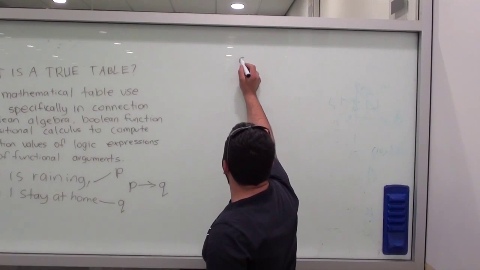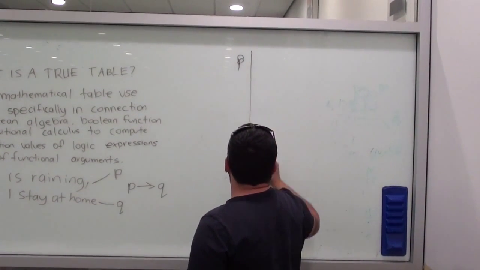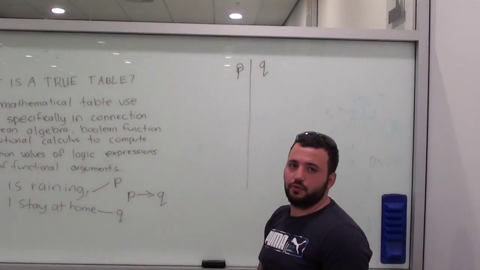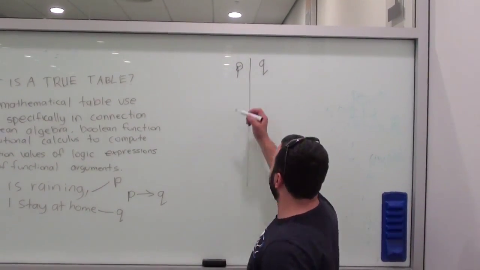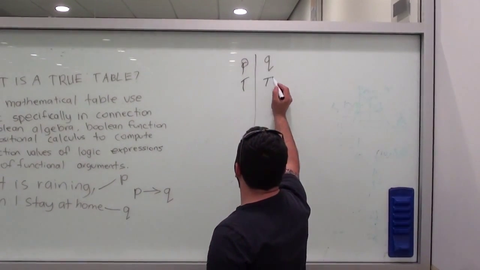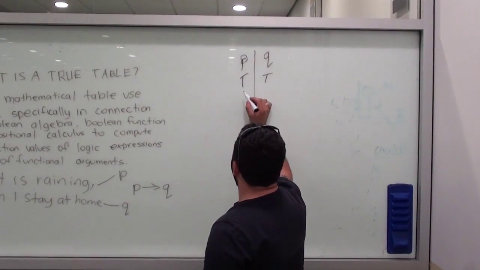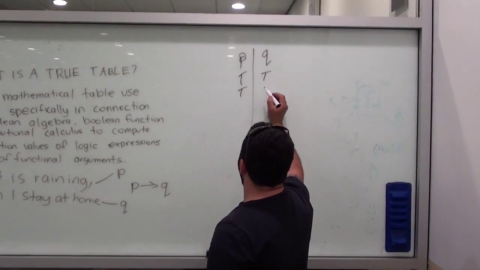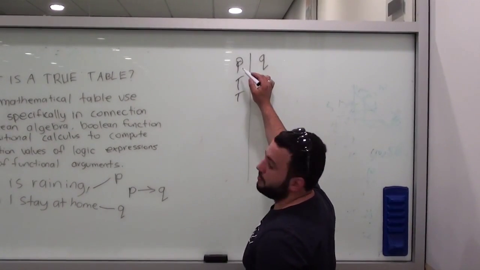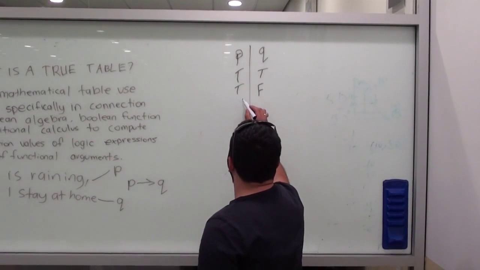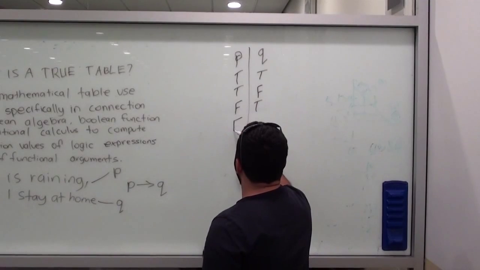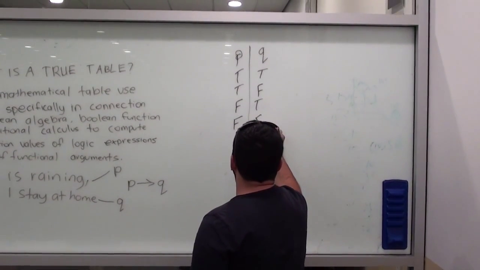So we have P and then Q. P has two possible values, either true or false. So we start with true, and Q, if that's true, then Q would be true. Then the next one, P would be true, and maybe Q would be false. And then the third one, P would be false, and Q would be true. And then the fourth one, where P is false and Q is false, which is both of them false.